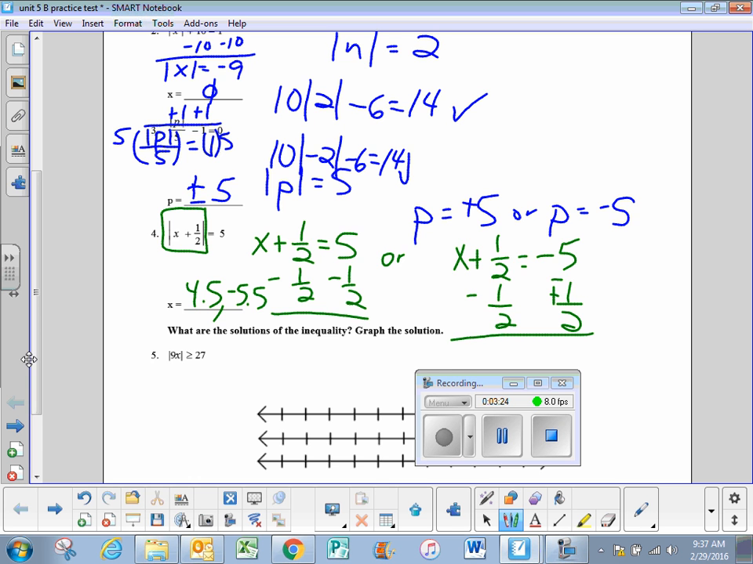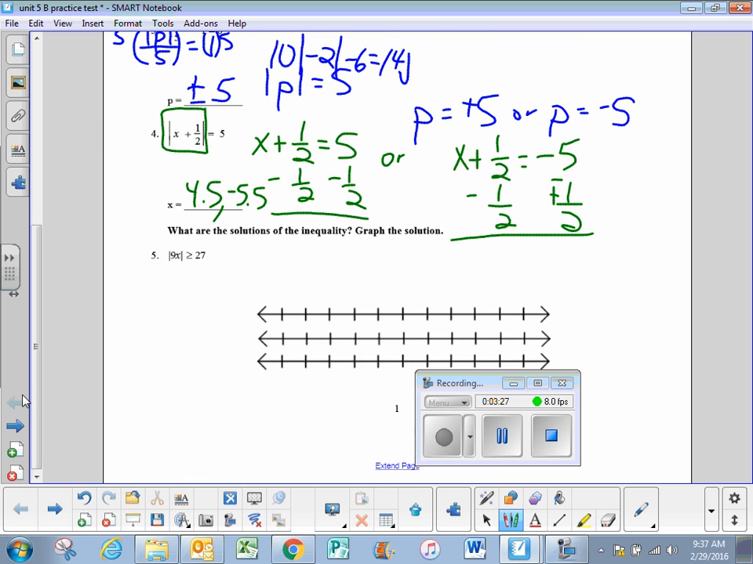Great. Okay, number 5. We learned when we were solving absolute value inequalities that if it starts out as greater than or equal to, it's going to be an OR. That was in our toolkit.